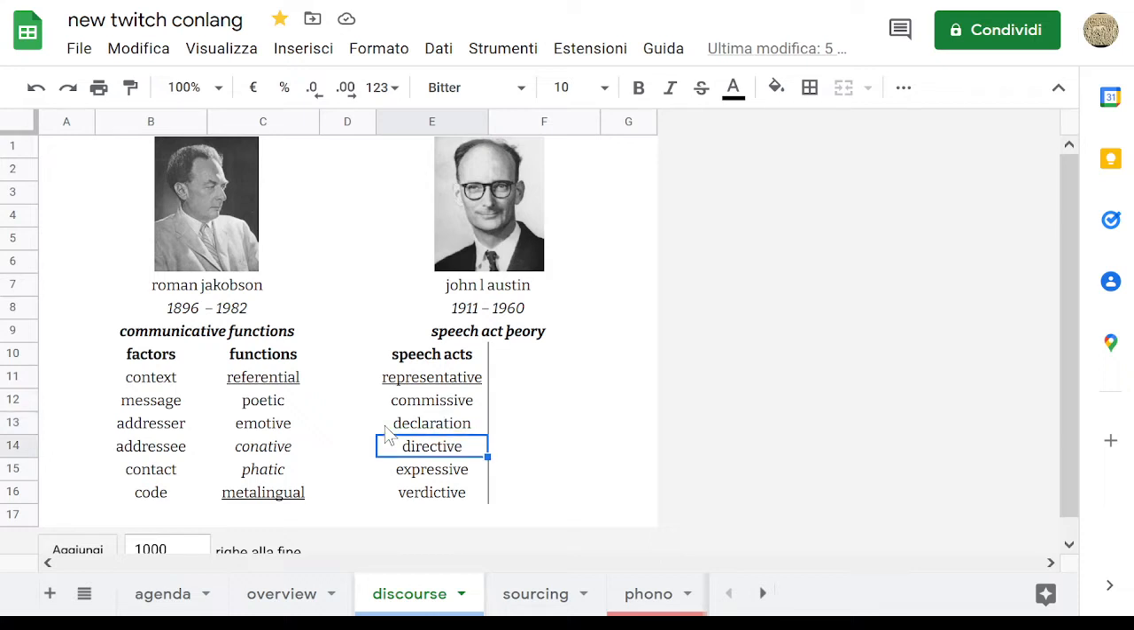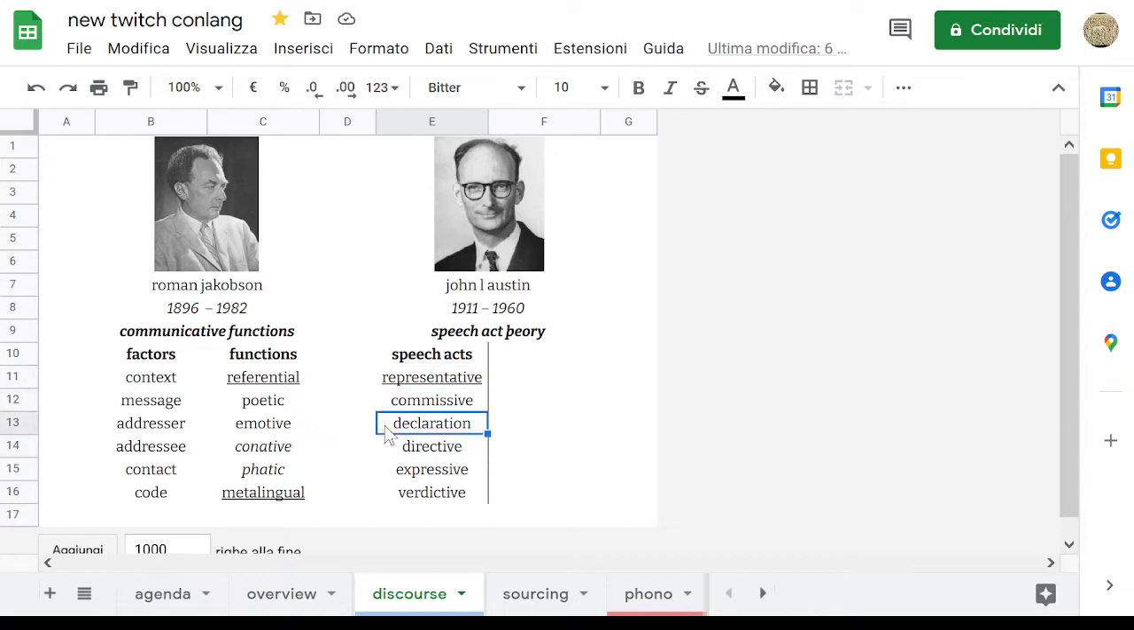A directive. Directives are very similar to what Jakobson called a conative. Austin called them directives. Basically, it does focus on the addressee in the sense that it is things like commands, orders, requests, anything that you're trying to tell the listener to do something. You are giving them a directive. You're giving them sort of a command. Or a request, you might be inviting someone to something. You might be summoning them. Or challenging them or daring them to do something. Those would all be directives.